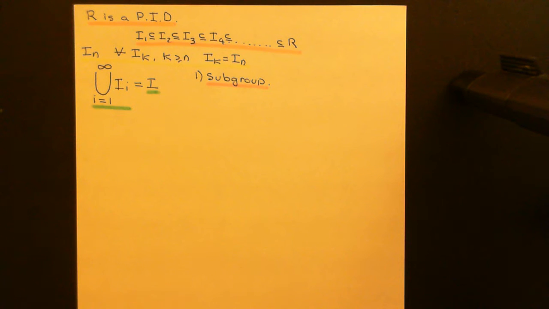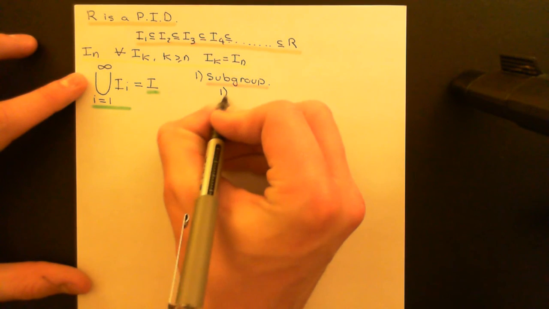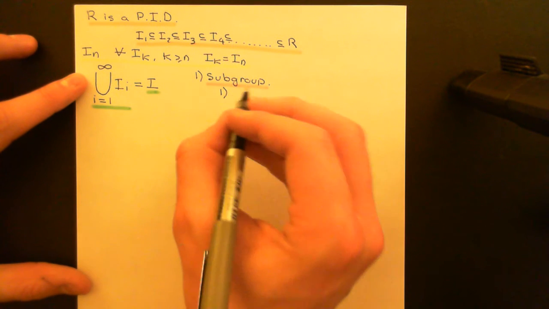We don't need to worry about associativity, and we don't need to worry about commutativity. We get those automatically because it's a subset with the inherited addition law on it. Okay, so let's start with closure, axiom number 1 of proving it's a subgroup then.